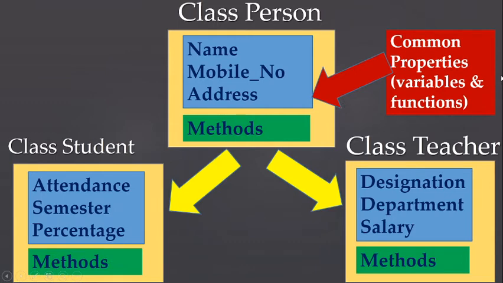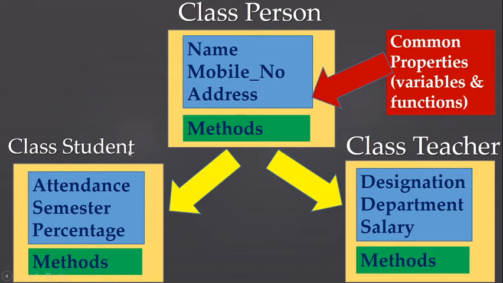So what we can do is put all the common properties into one new class, named Person. Property means variables and functions. So we have name, mobile and address. The common properties of both classes we have put over here. If we have some common methods, we can also put them over here.